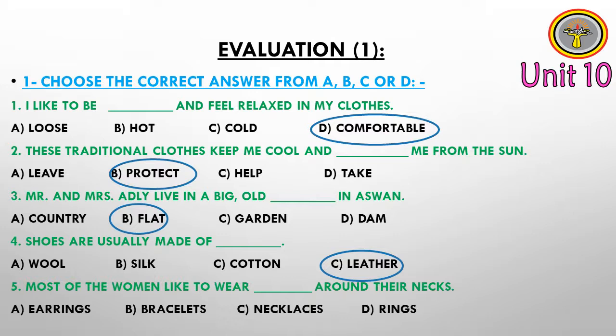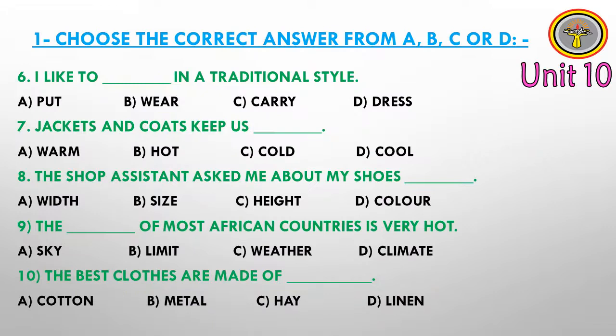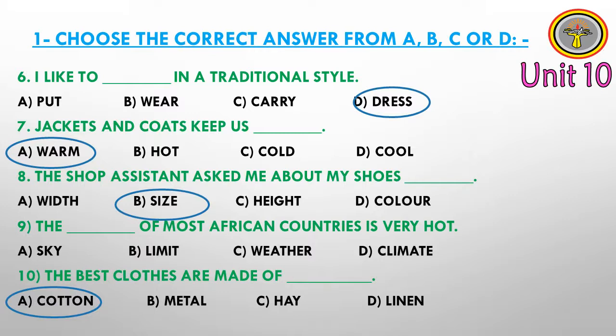Number five, most of the women like to wear necklaces around their necks. Of course, most of the women like to wear necklaces around their necks. Number six, I like to dress in a traditional style. Number seven, jackets and coats keep us warm. Number eight, the shop assistant asked me about my shoe size. Number nine, the climate of most African countries is very hot. Of course, the climate of most African countries is very hot. Number 10, the best clothes are made of cotton.